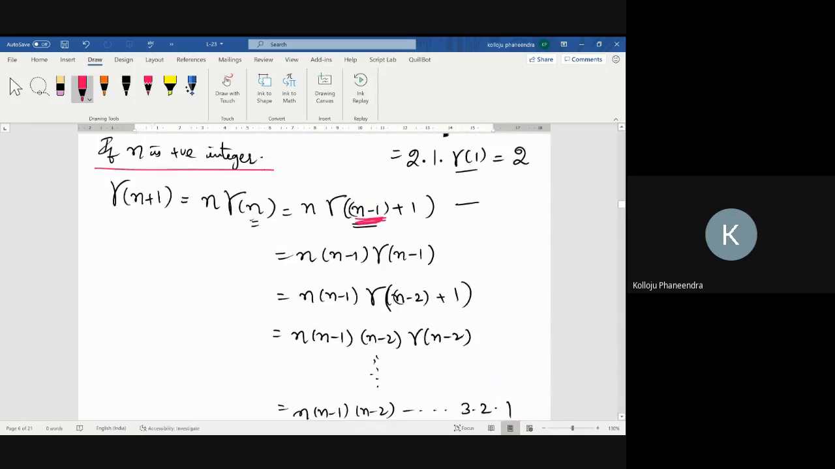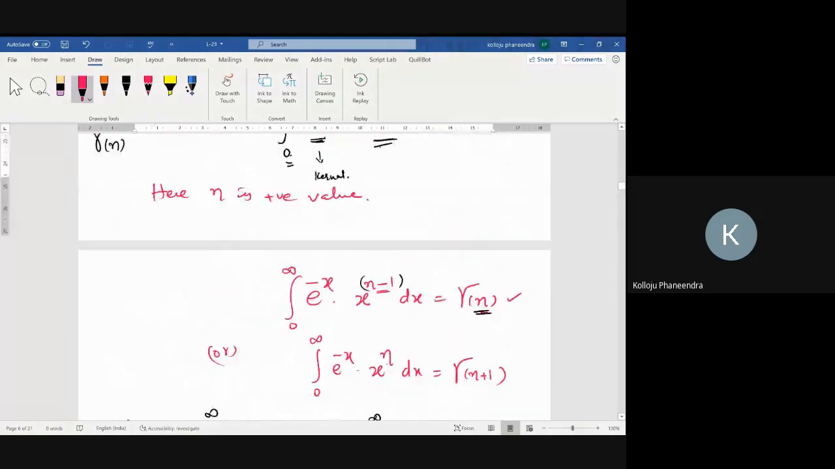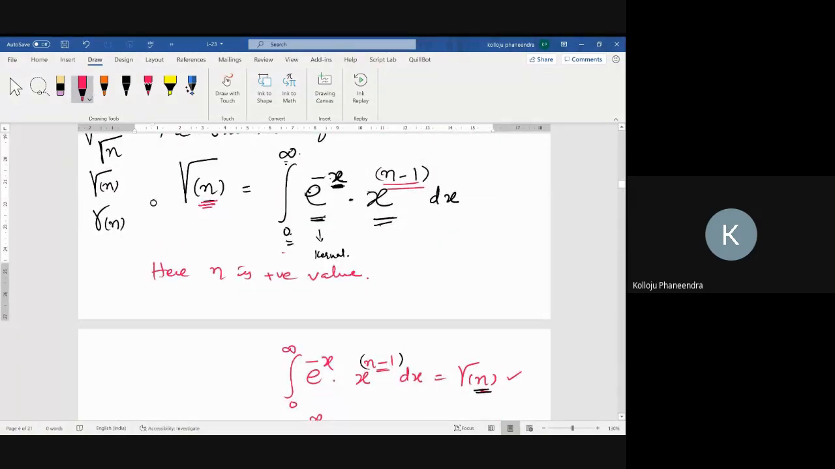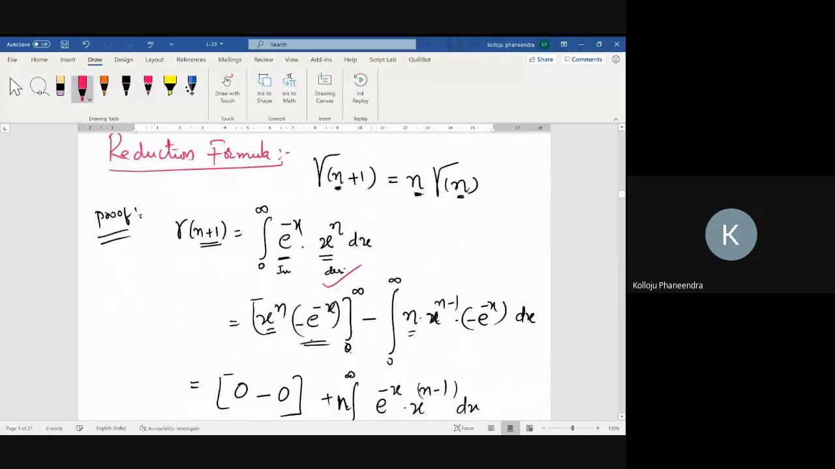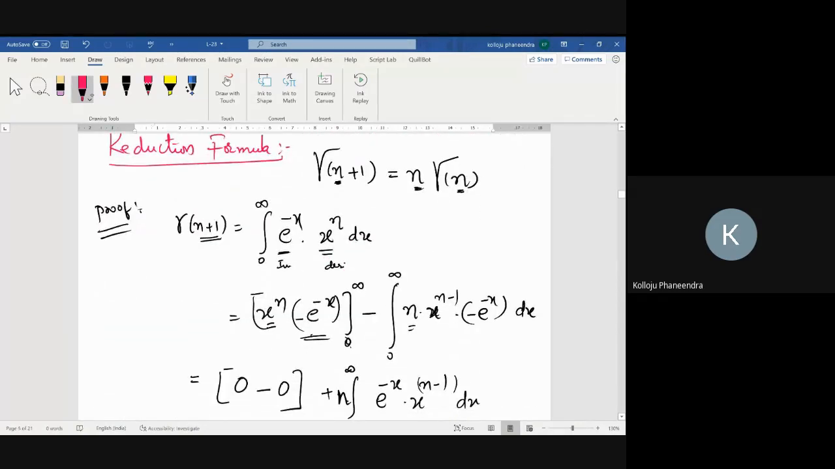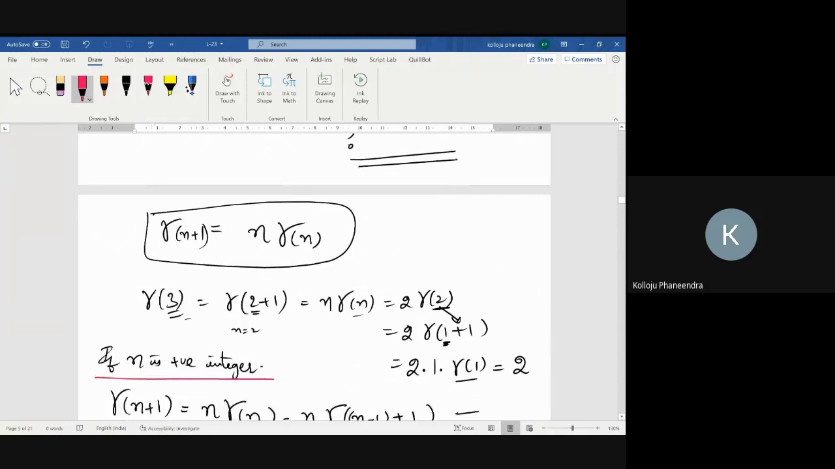Any doubts? Concept is clear, na? Gamma function, standard formula, remember this: integral from 0 to infinity, e power minus x, and for gamma n the power must be n minus 1. Okay. And gamma 1 value I'm using. And the reduction formula: gamma n plus 1 equal to n into gamma n. And just a small proof.